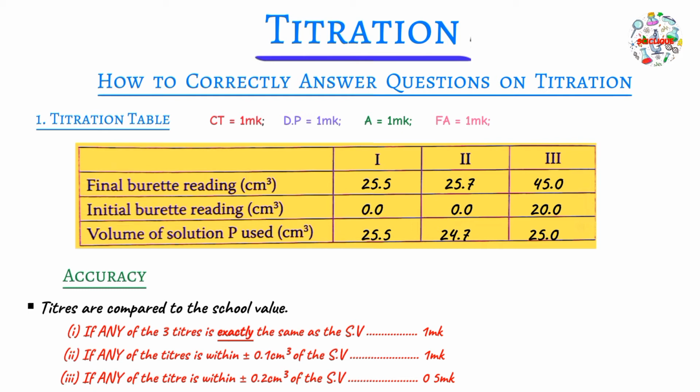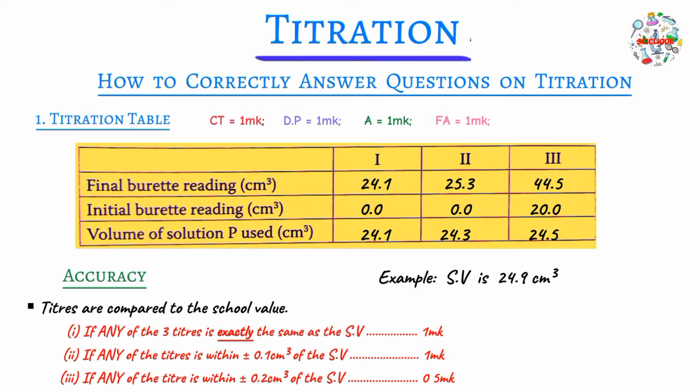Last one, what if none of your 3 titers falls within the range of 0.2? Then unfortunately, no mark is awarded to you. So for example, if the school titer again is 24.9 and you have 24.1, 24.3 and maybe 24.5, then no, you will not get a mark for the accuracy.